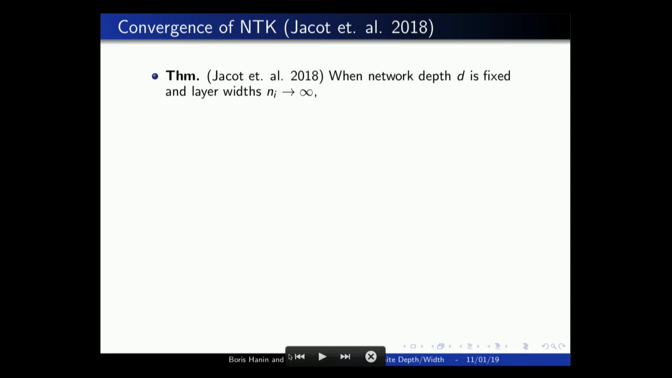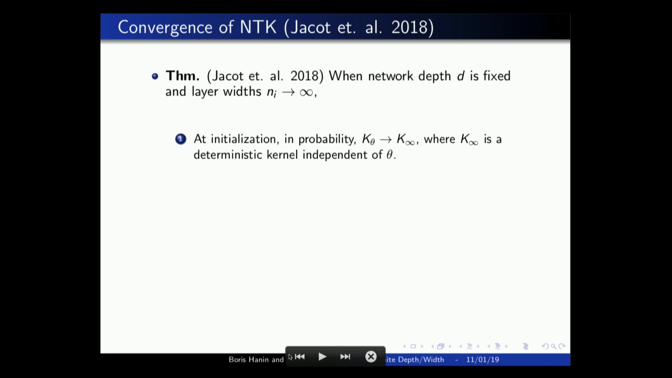But their point is that if you send the hidden layer widths to infinity, two things happen. First of all, in probability, the neural tangent kernel k theta concentrates around its mean. So this is some limiting mean kernel k infinity. And the point of this kernel k infinity is that it's independent of the particular point at which you initialized. You get this convergence with probability, or if you work harder, you can probably get it with probability 1. And moreover, this k infinity is independent of anything about your data. It's just some a priori kernel that's determined by the architecture of your model.